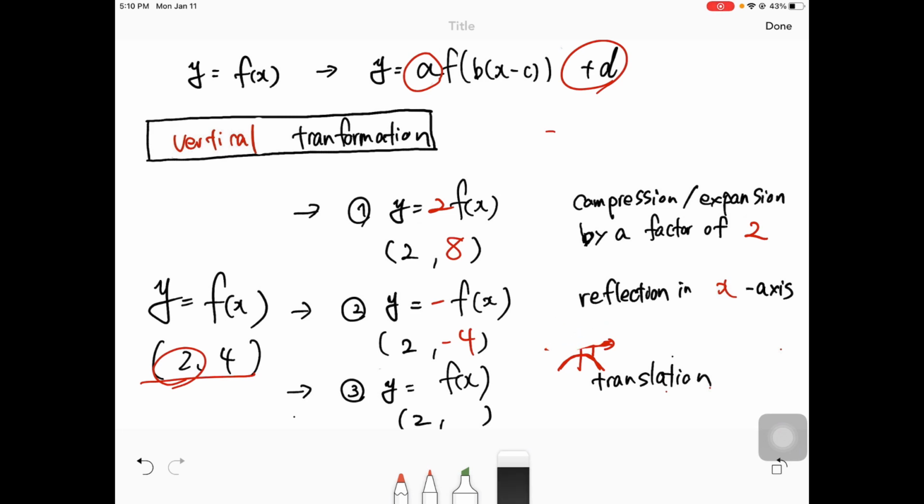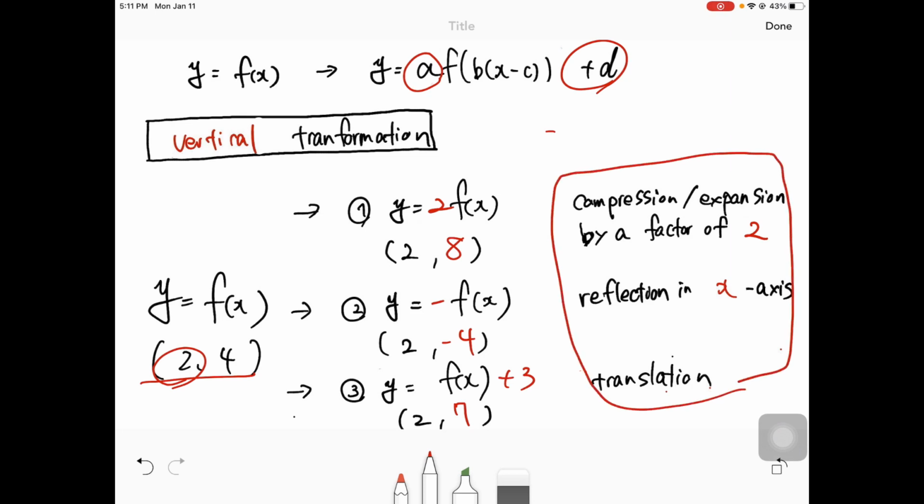The last one, if you add or subtract value to f of x, it means translation. So if this value is positive, okay, let me put another value. Let me put 3. If this value is positive, you can just add to the value here. So 4 plus 3 is 7. If the value is negative, you subtract. And again, I explained about these before. If you want to know about it more, please check out my previous video.